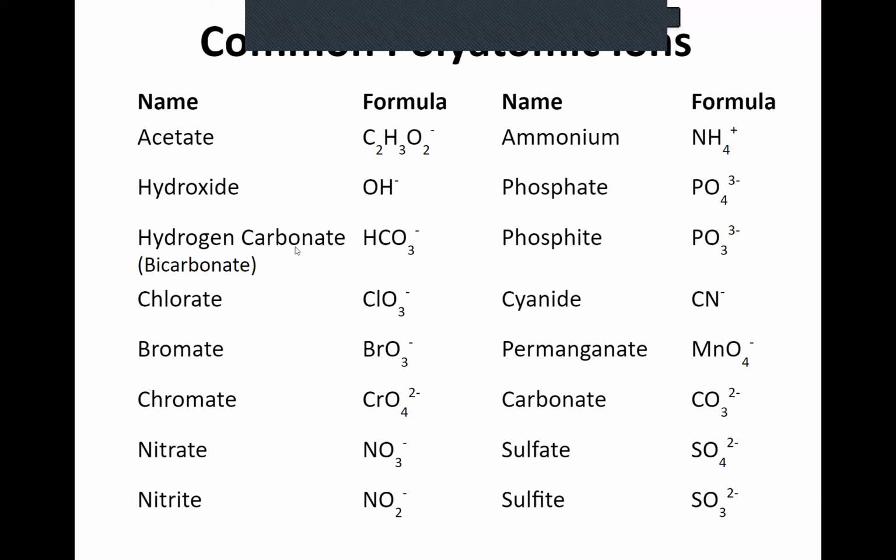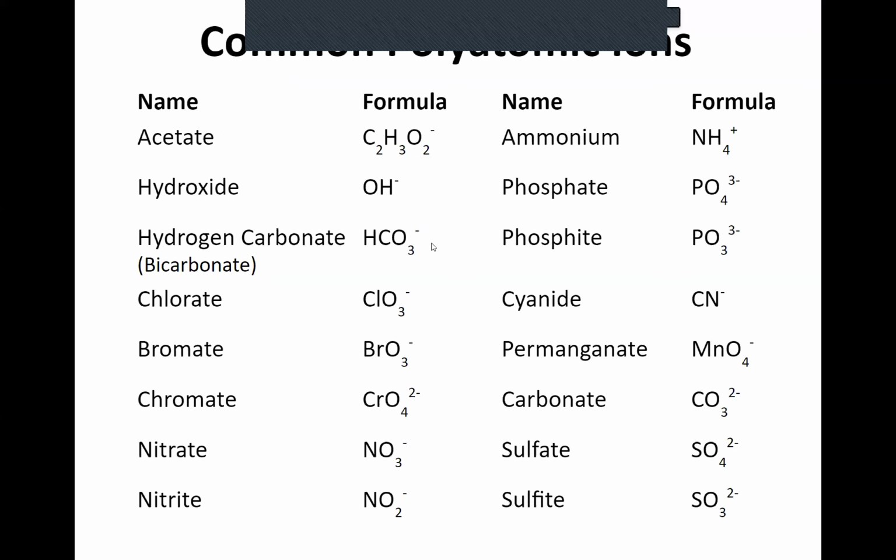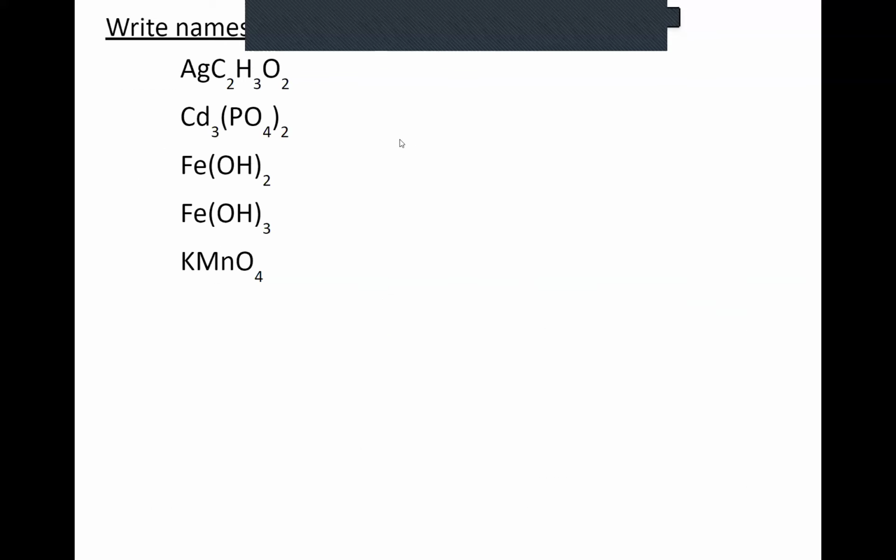Okay, let's try some problems together. Here we're asked to write names for these formulas. We have AgC2H3O2. Now, it's going to be helpful to refer back to our list of positive and negative polyatomic ions. This chart is super helpful. I would encourage you to either write it down or have a printout of it. We actually see C2H3O2 as one of the ions in the formula we're considering.